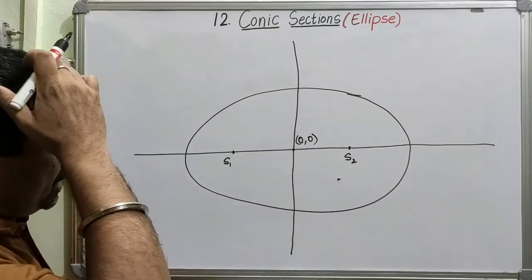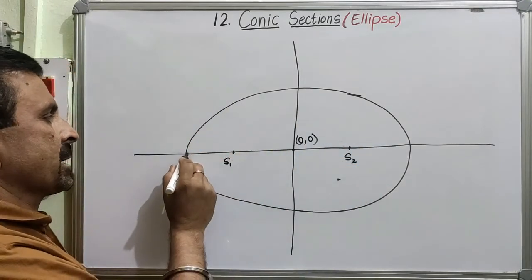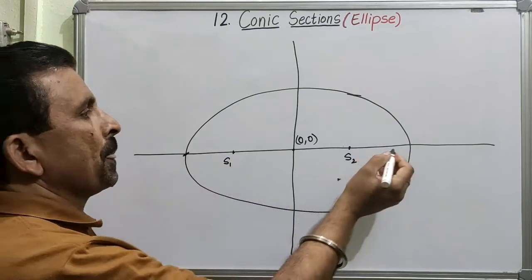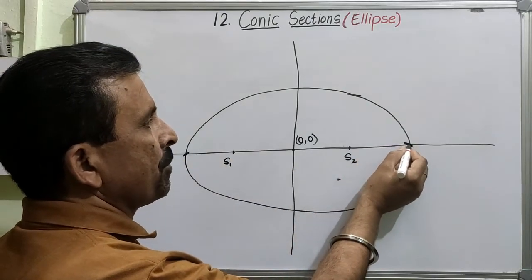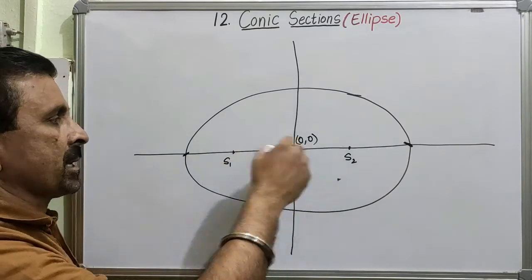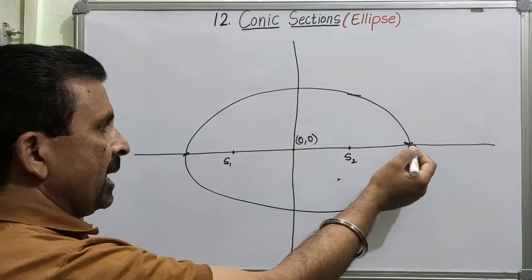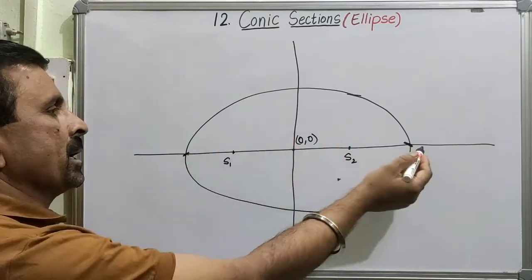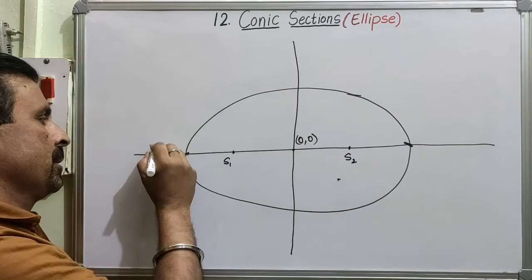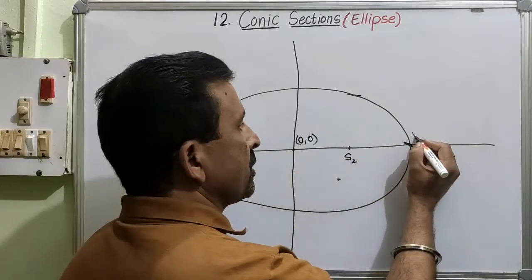Now here, this parabola, sorry, the ellipse cuts the x-axis at 2 points. One is this point, another is this point. Is it okay? This is 1 point and this is the other point, right? These 2 points are called the vertex. These are called vertex. This is also vertex.